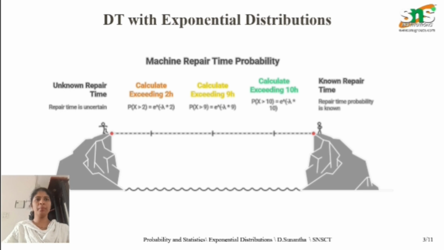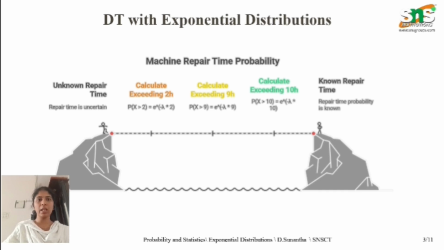So here is a DT with exponential distribution method: unknown repair time, the calculation part, calculating the probability of exceeding 9 hours, exceeding 10 hours, and the known repair time. The probability density function of the exponential distribution is lambda e power minus lambda x, where lambda represents the rate parameter and x represents the waiting time. The function describes the likelihood of a particular waiting time occurring.